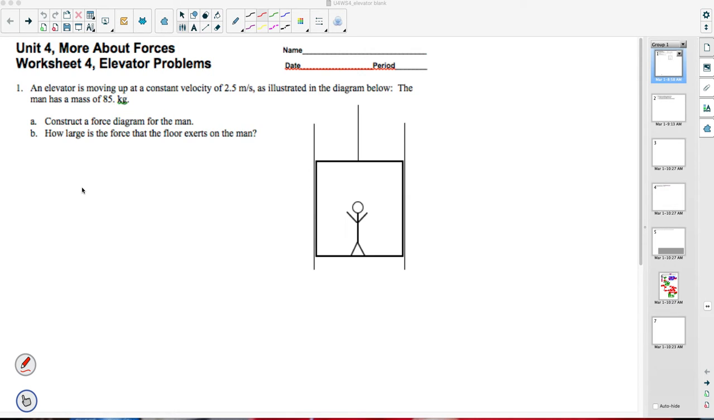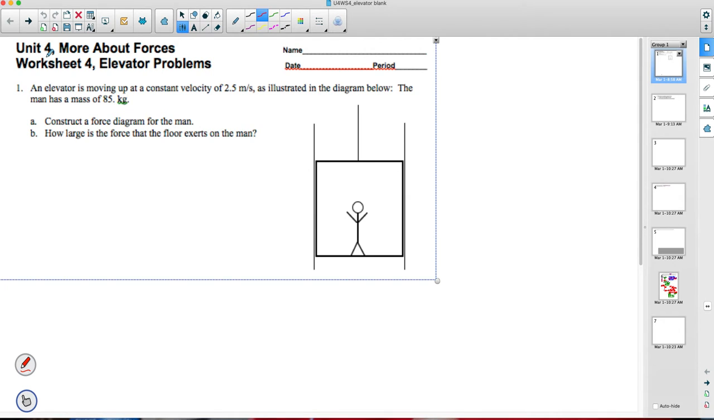Consider some elevator problems on Unit 4, Worksheet 4. It says an elevator is moving at a constant velocity of 2.5 meters per second. As illustrated in the diagram below, the mass of the man is 85 kilograms. For this purpose, I'm going to use 10 newtons per kilogram. You may find other answer keys where 9.8 or 9.81 newtons per kilogram may have been used.